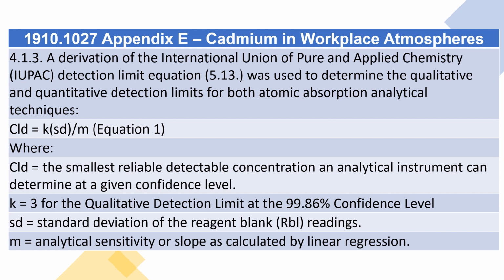4.1.3. A derivation of the International Union of Pure and Applied Chemistry, IUPAC, detection limit equation, 5.13, was used to determine the qualitative and quantitative detection limits for both atomic absorption analytical techniques. CLD equals K times SD divided by M, equation 1, where CLD equals the smallest reliable detectable concentration an analytical instrument can determine at a given confidence level. K equals 3 for the qualitative detection limit at the 99.86% confidence level. SD equals standard deviation of the reagent blank, RBL, readings. M equals analytical sensitivity or slope as calculated by linear regression.